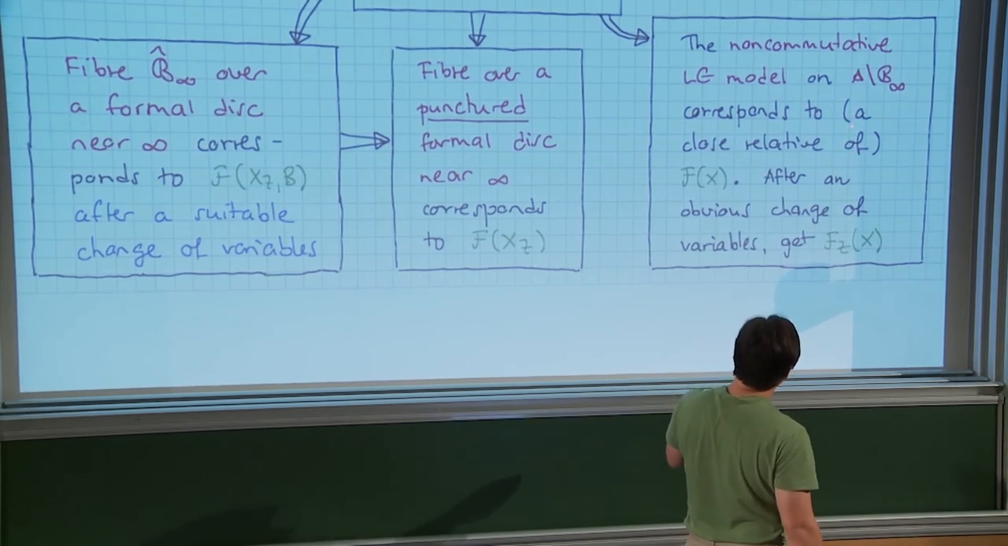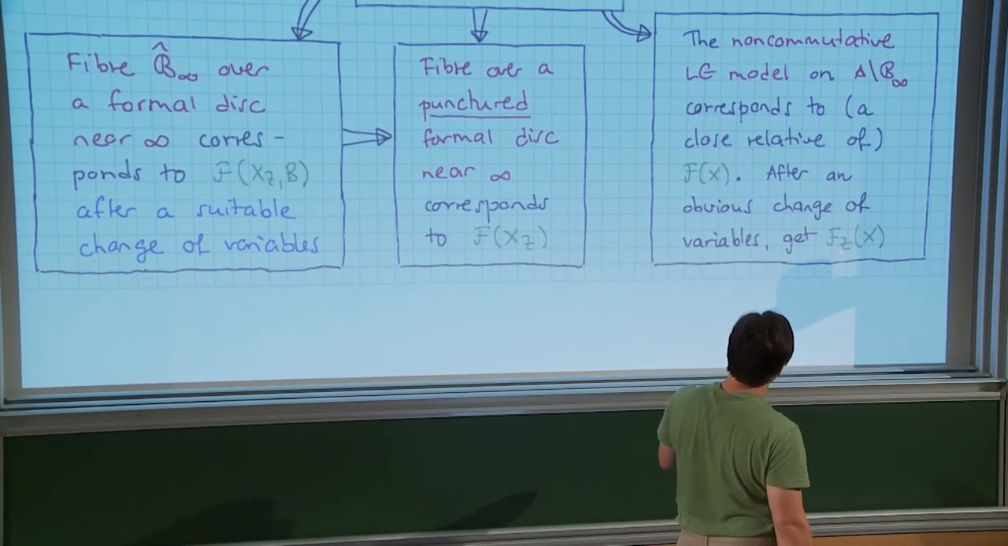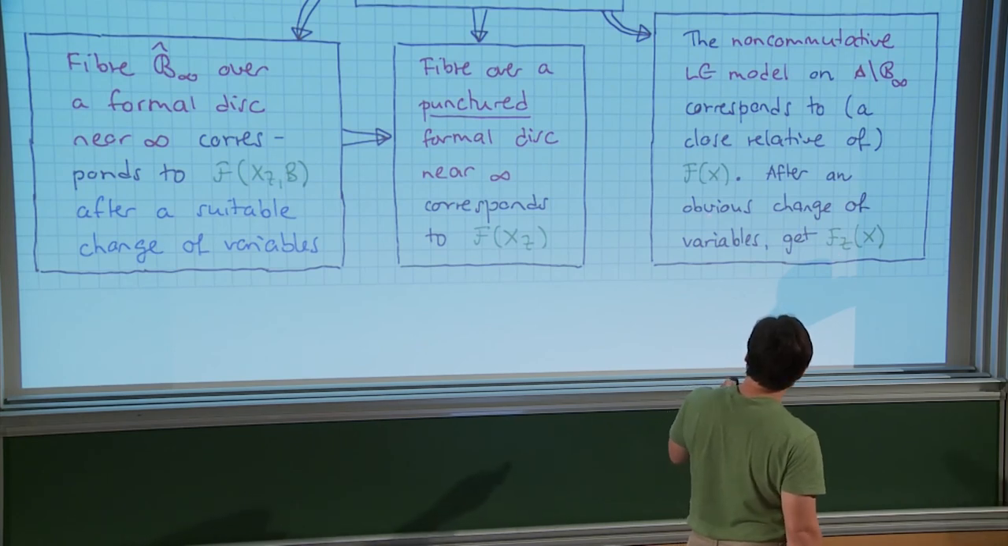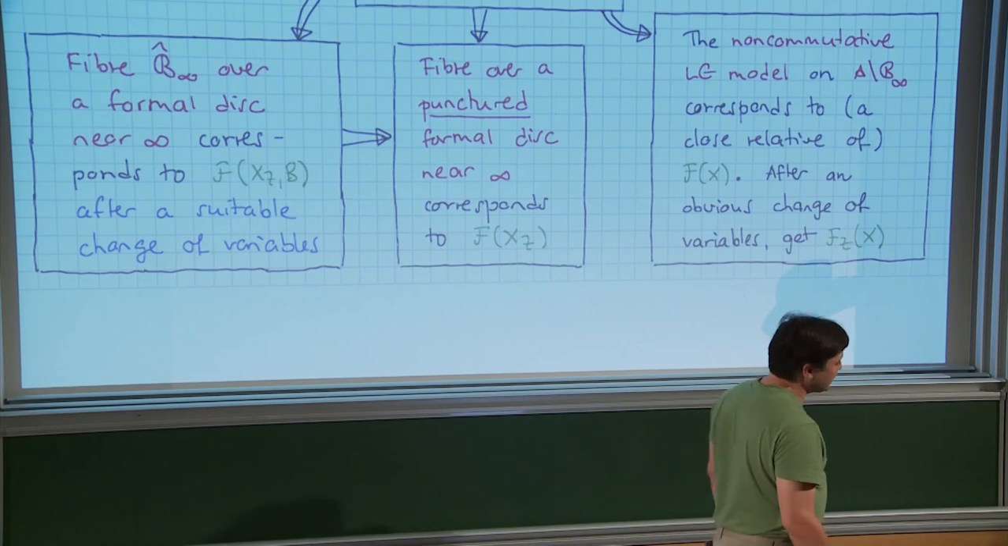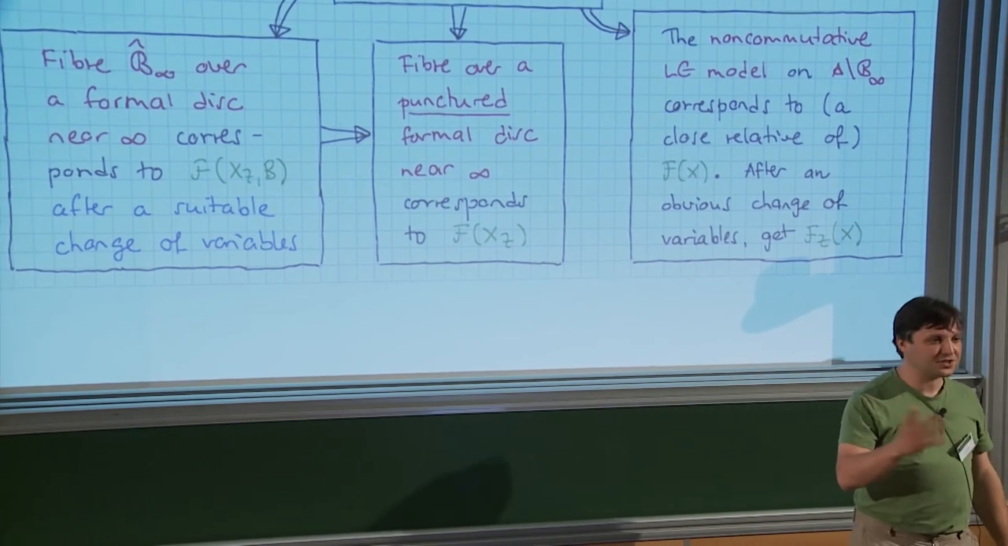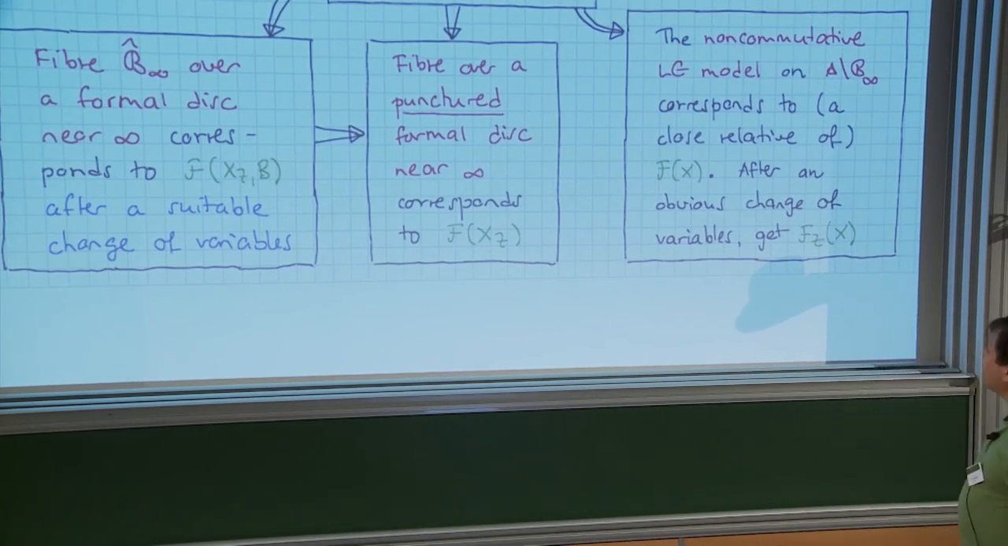Or maybe I should say it should be closely related to. And you can also get these versions of the Fukaya category which have what I maybe erroneously called bulk. They're just the same thing as the Landau-Ginzburg model where you subtract a constant, which is not a big deal.